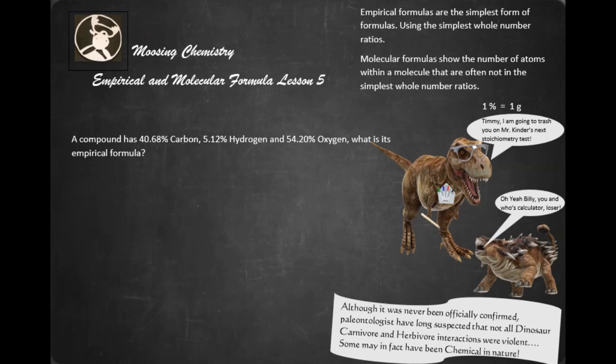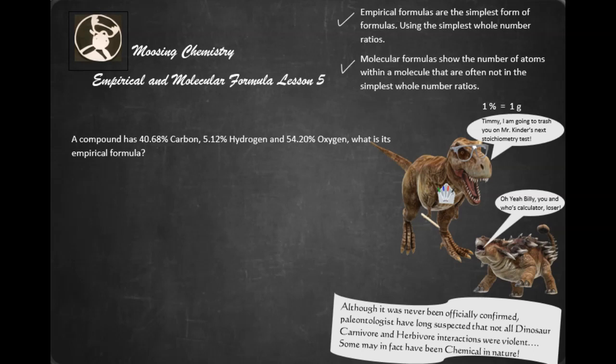Okay, empirical formulas. What are empirical formulas? Well, empirical formulas are the simplest form of formulas using simplest whole number ratios. Molecular formulas, on the other hand, show the number of atoms within a molecule that are often not in the simplest whole number ratios. Okay, let's look at our problem here.